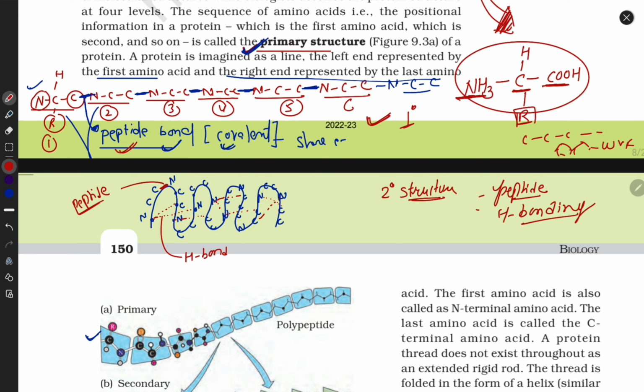Due to this bonding, this amino acid pairs with this amino acid by hydrogen bonding, then what happens? This amino acid and this amino acid come closer. So now assume this is the first amino acid and this bonds with this amino acid, then they close. If they bond with this, then they close, so they are oriented in this manner.